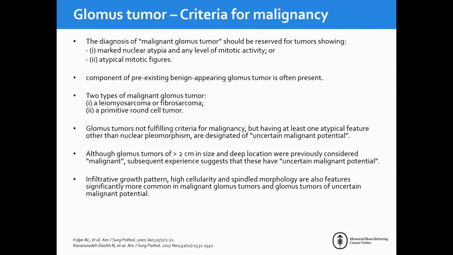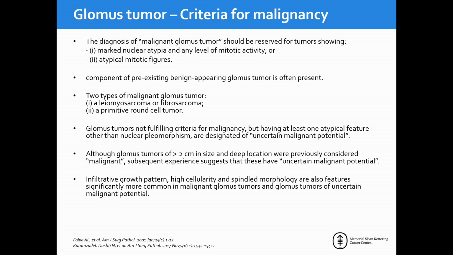And when do we call something malignant? There's been some evolution in this. What is the criteria for malignancy of glomus tumor? Earlier, if you look at the prior WHO book or the current one, which is the 2013 book, it says that one of the criteria is size. Anything more than 2 centimeters in size and something with a deep location should be considered malignant.